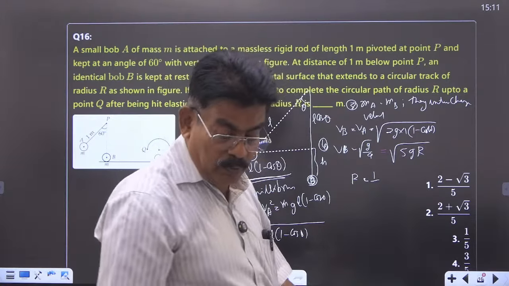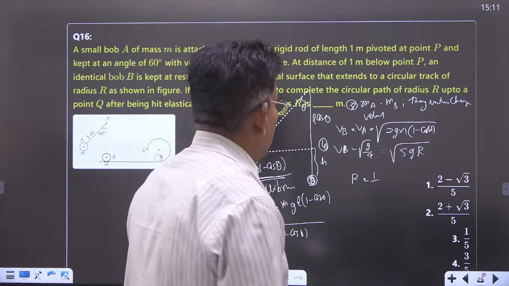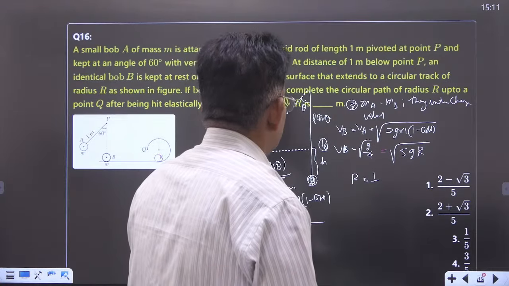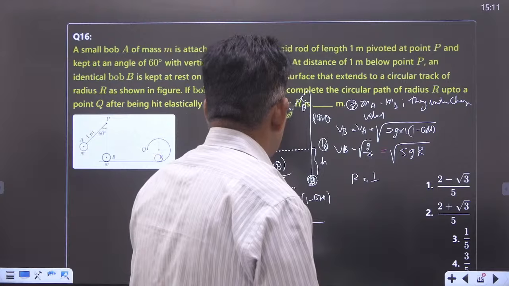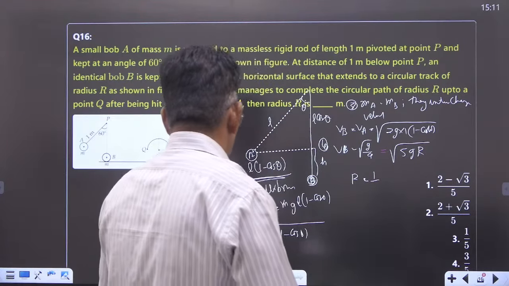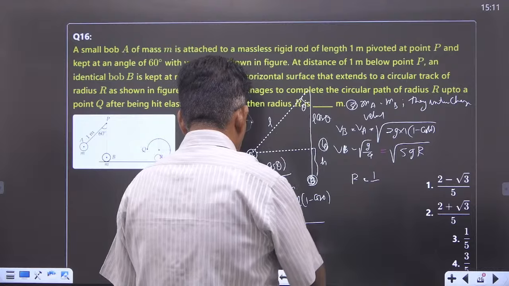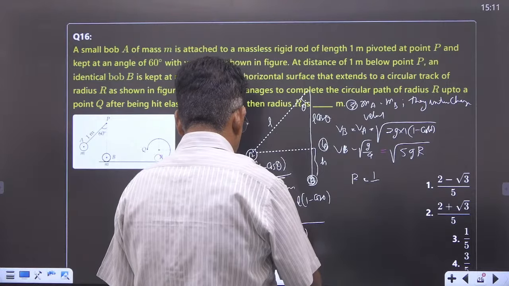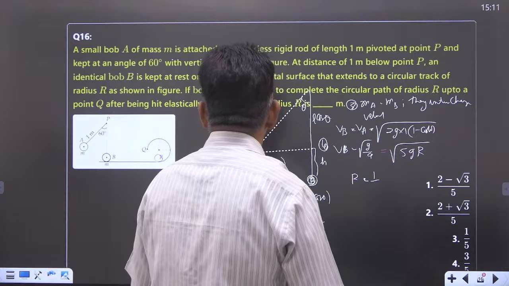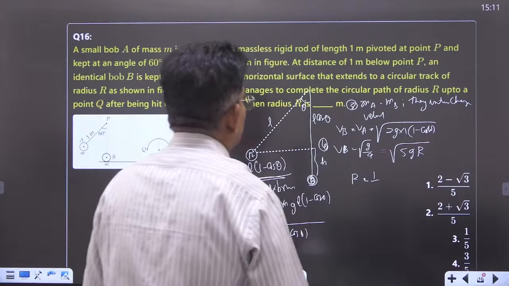The answer is coming. What answer is given? Okay, coming to be 1 by 5. Any mistake happening? Root of G by 4. Velocity is coming to be 2 into G into L into 1 minus cos theta, that is G by 4, that is 5 by 20. In what unit are they given? Oh, in meter. Meter is correct.